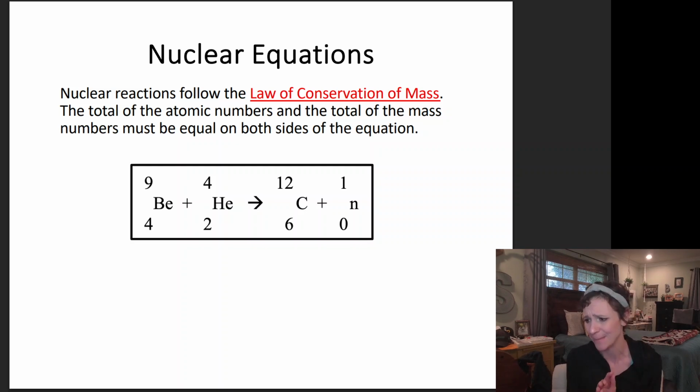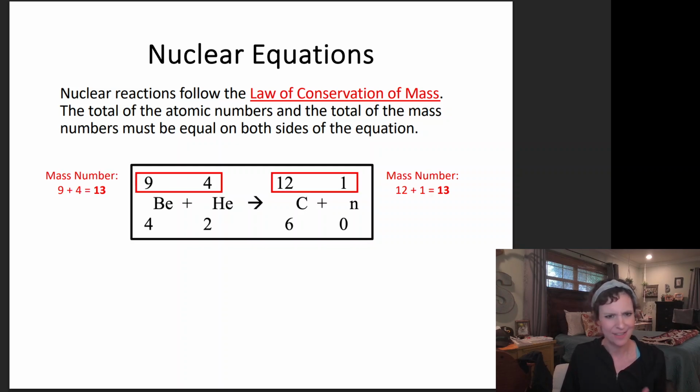Now, the cool thing that makes this stuff kind of easy is that these nuclear reactions follow the law of conservation of mass. So the total of the atomic numbers and the total of the mass numbers on both sides of your equation must be equal. If I look at this a little bit closer, we know this arrow, this yield sign, can be kind of equivalent to an equal sign, meaning the stuff on this side equals the stuff on this side.